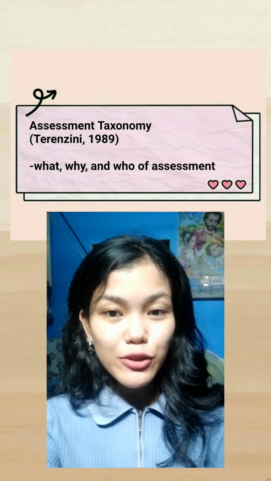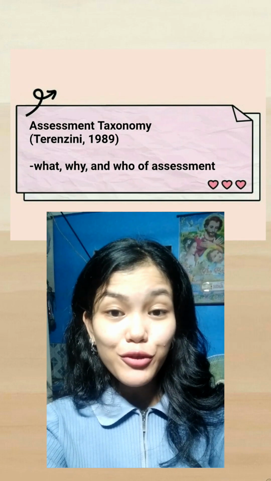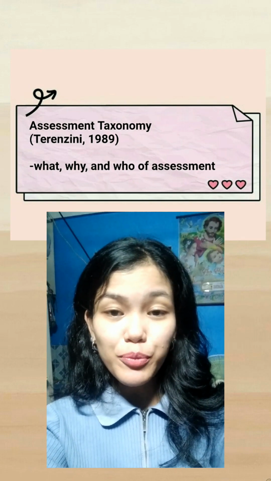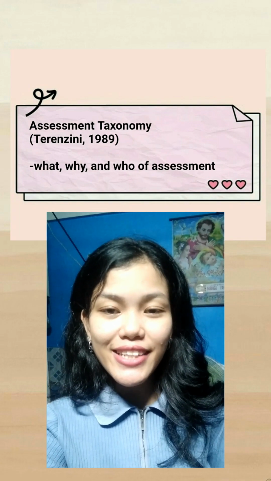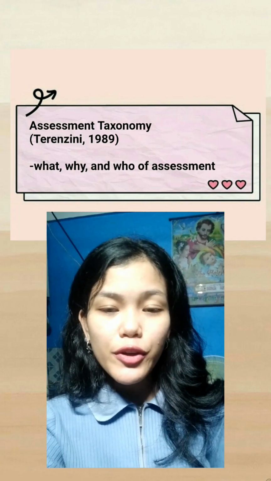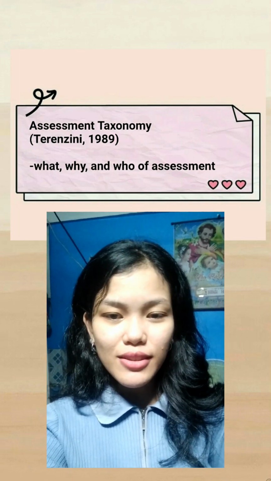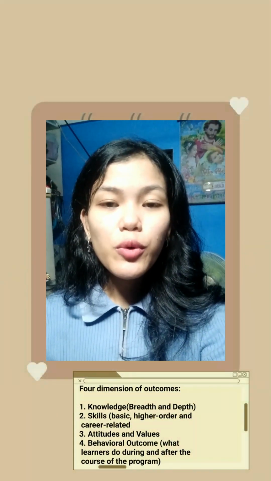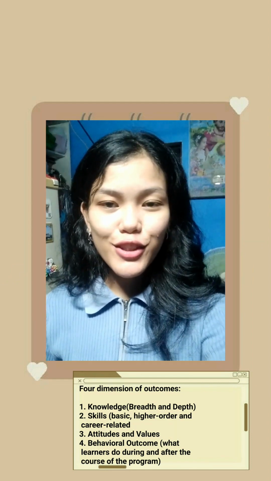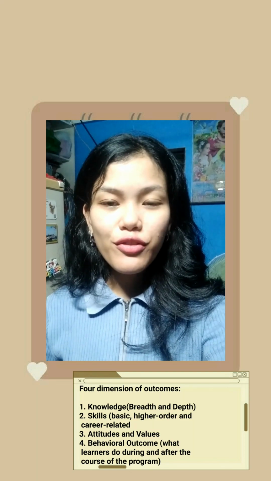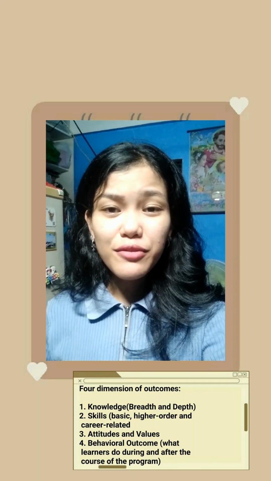Proceeding to the purposes and roles of assessment, it is being summarized and viewed as a taxonomy of approaches. So, the Taxonomy of Assessment by Terenzini, 1989, consolidates the what, why, and who of assessment. There are four dimensions of outcome. The first one is knowledge, or the breadth and depth of understanding. So, what do we mean by breadth and depth?